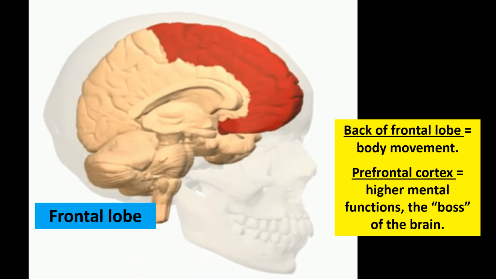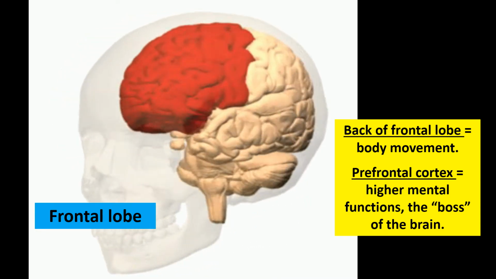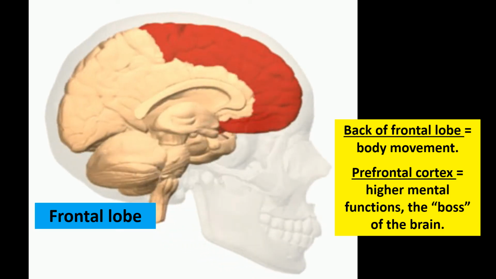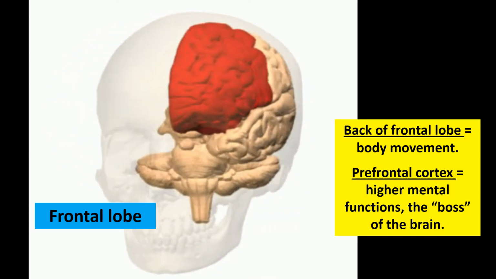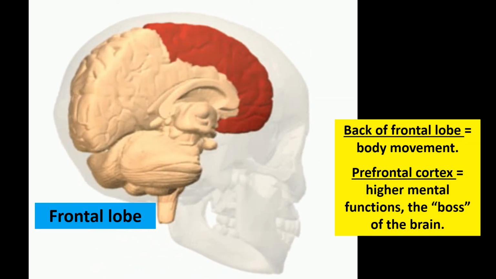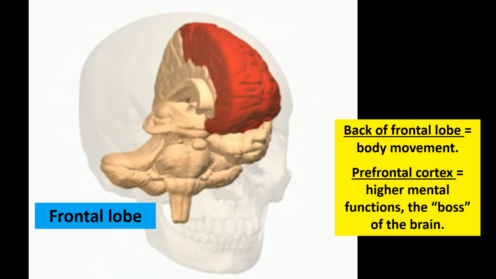The frontal lobe is very involved with body movement. A good lesson is that the front of the brain sends signals out and the back of the brain receives signals coming in. So the front of the brain is sending signals out to the body to move the body around.